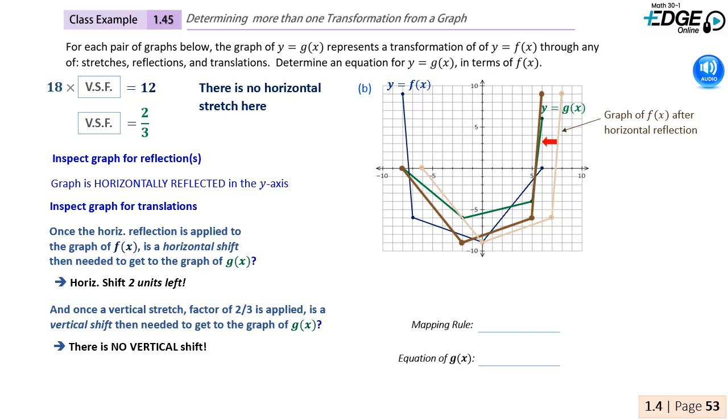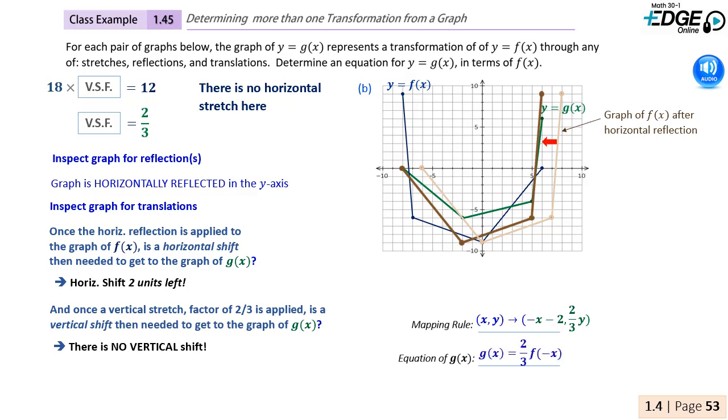Once we apply our vertical stretch by a factor of 2/3, we will see that there's no need for a vertical shift. The points will align. We can conclude then that our mapping rule is (x, y) becomes (-x, the reflection in the y-axis, minus 2, shifting left), and that y becomes 2/3 y. That's our vertical stretch by a factor of 2/3.